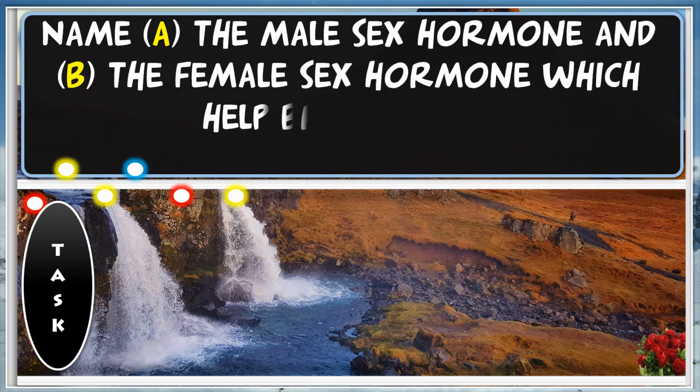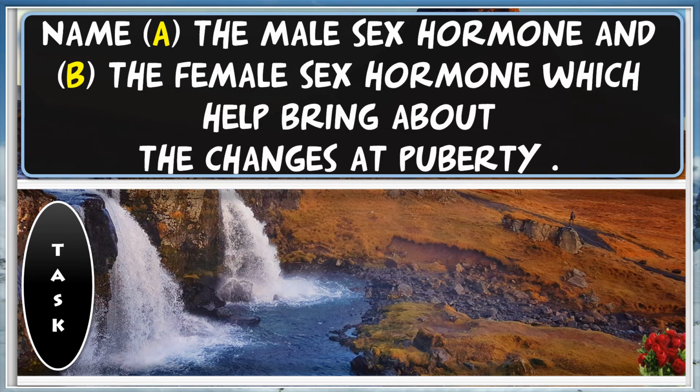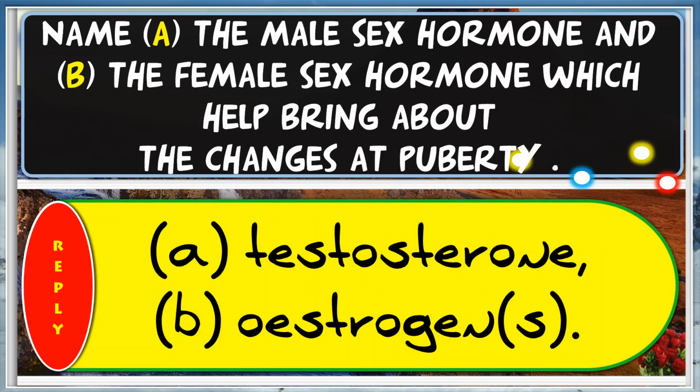Name: A, the male sex hormone, and B, the female sex hormone, which help bring about the change at puberty. The male sex hormone is testosterone, and the female sex hormone is oestrogen.